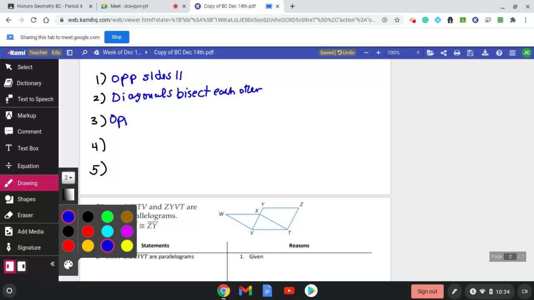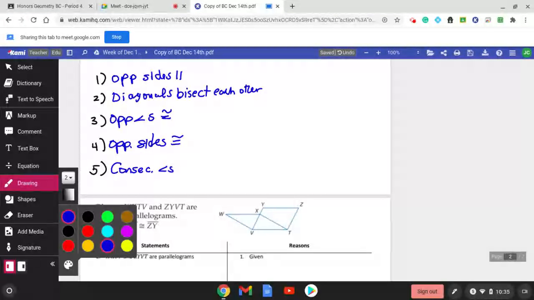Opposite angles congruent. Perfect. 2 more. What do you got? Opposite sides congruent. Opposite sides are also not only parallel, but they're also congruent. And there is one more property with the angles. Consecutive angles are supplementary. There we go.